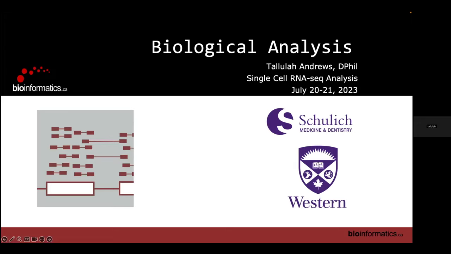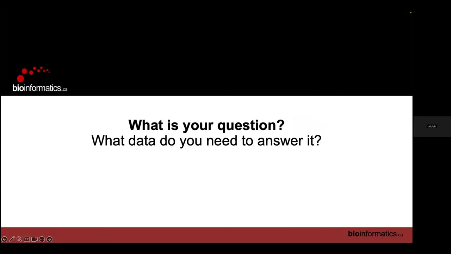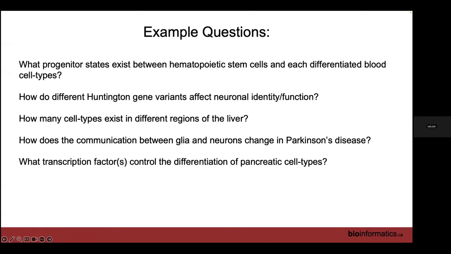We're going to look at how we actually do a biological analysis and draw biologically meaningful conclusions from our data. So first we need to figure out what our question is and make sure we have the right data to answer it. We could ask questions like, what are the progenitor states that exist between two cell types? How does a gene variant affect the identity or function of different cell types? We could be interested in how many cell types exist in a particular tissue, or in cell-cell communication or transcription factor regulatory networks. How does a transcription factor regulate the differentiation of a cell type?